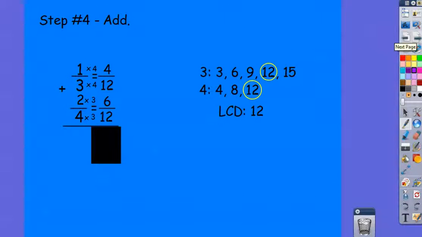So the fourth thing that we're going to do is we're going to add them. So let's add 4/12 plus 6/12. And just like we learned a couple of days ago, our denominator is going to stay the same. So our denominator is going to be 12, and then we add our numerators. 4 plus 6 is 10. So now, since I've added the two fractions together, I got 10/12.